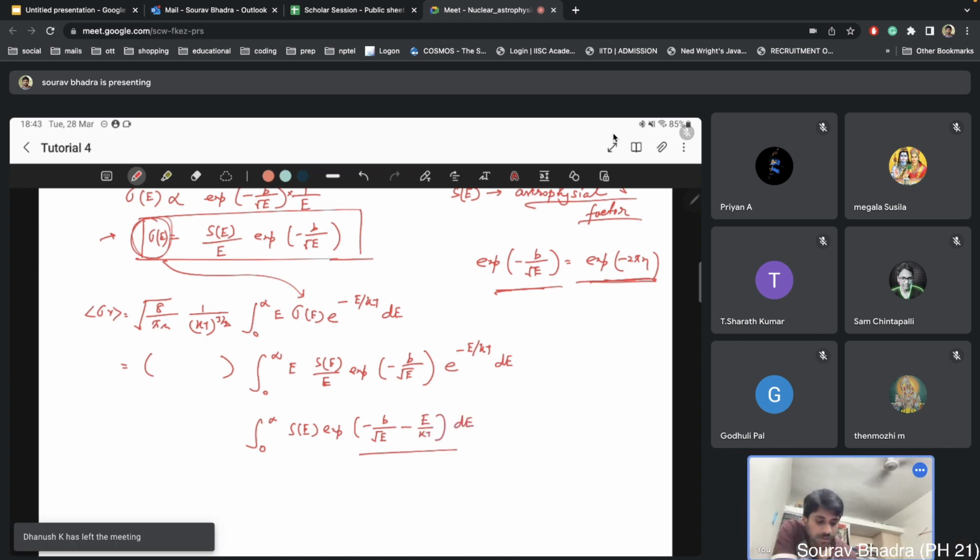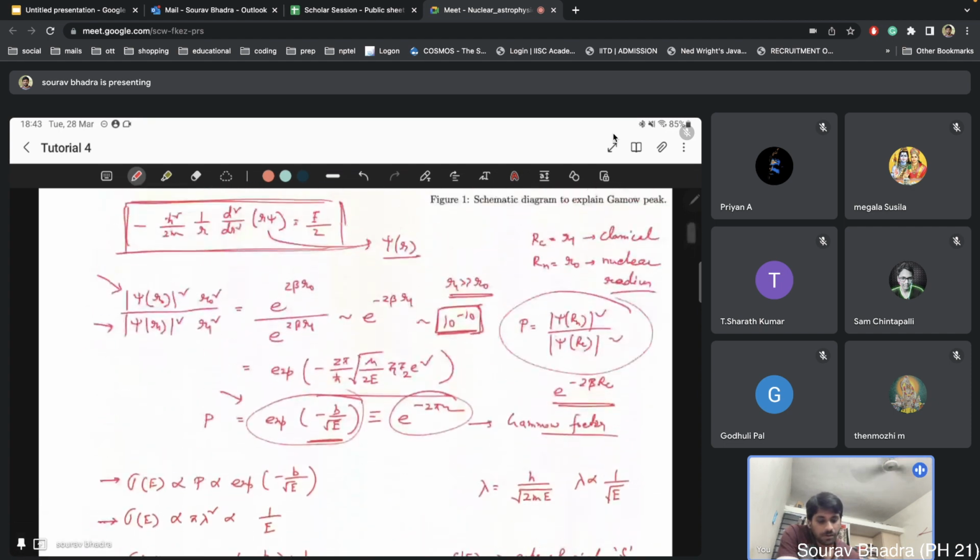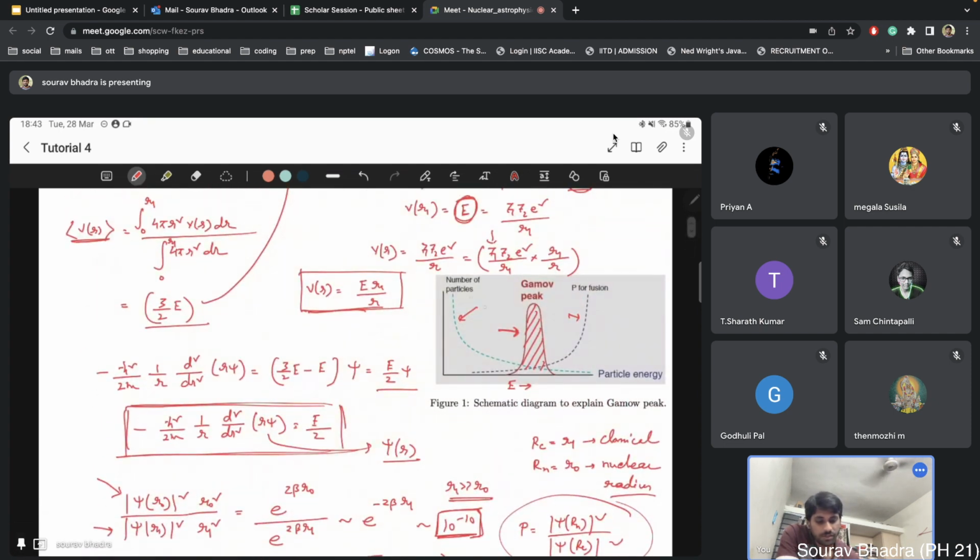So that plot I showed you is the same thing. This plot is actually for exponential minus b by root e, and this particular plot was for exponential minus e by kT.